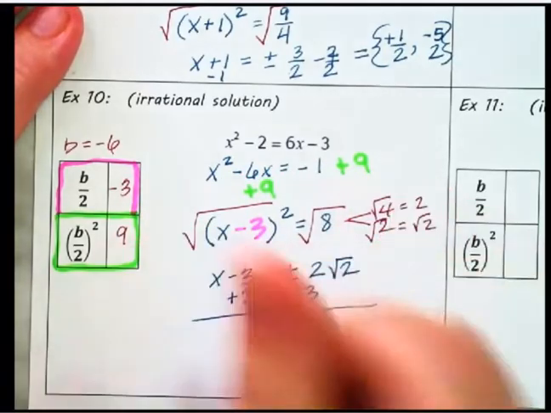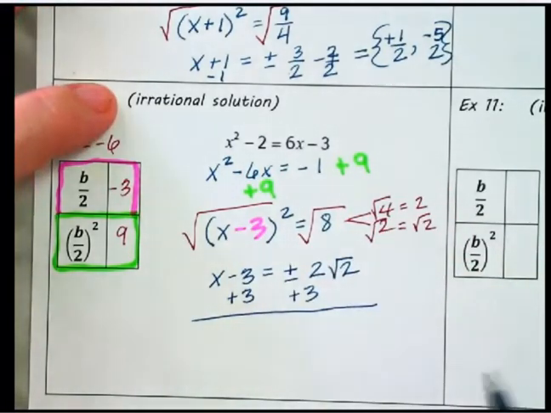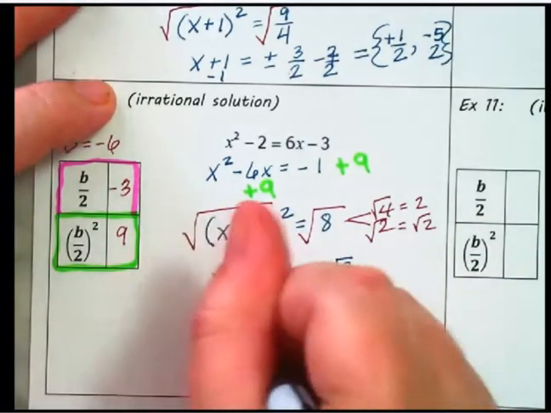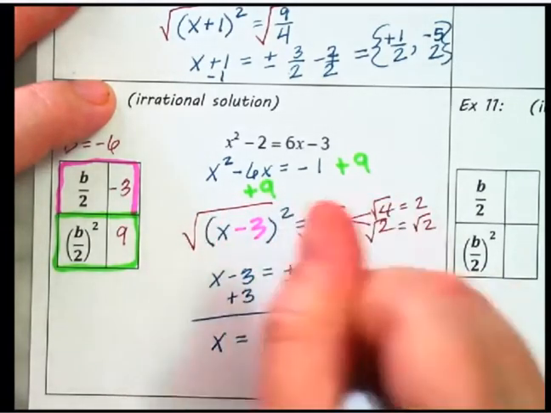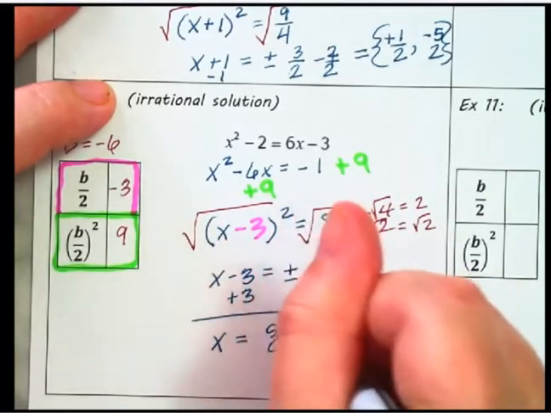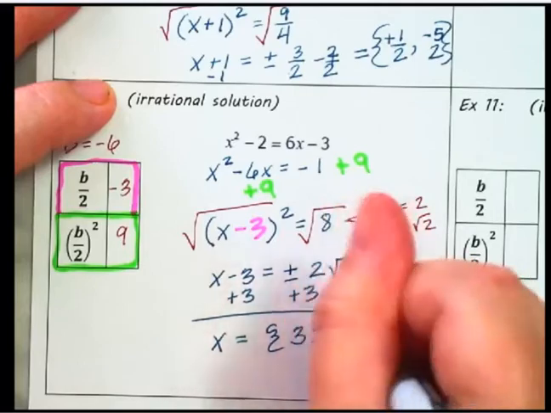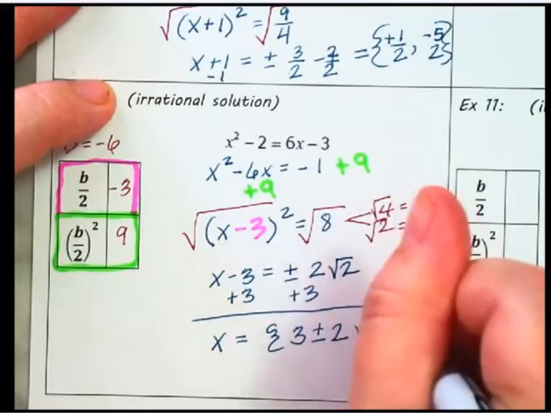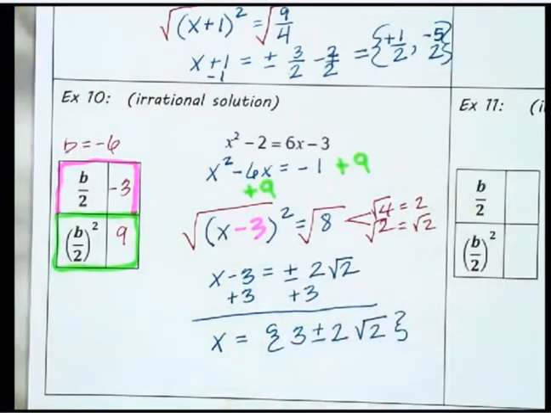And now this doesn't look very pretty, but here's how we're going to write our answer. X equals 3 plus or minus 2 square roots of 2. And that is our irrational solution. And we're going to leave it just like that. It does represent 2 separate answers.